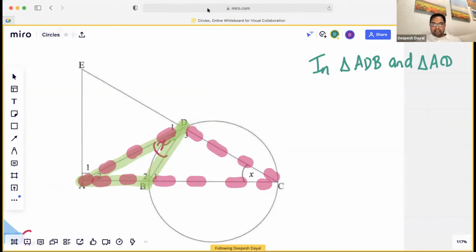D2 equals C equals X. Thank you, Jaden. D2 equals C equals X. We're going to write there proven, right? Okay. Angle D2 equals angle C equals angle X, proven. Who else? What else can we do?